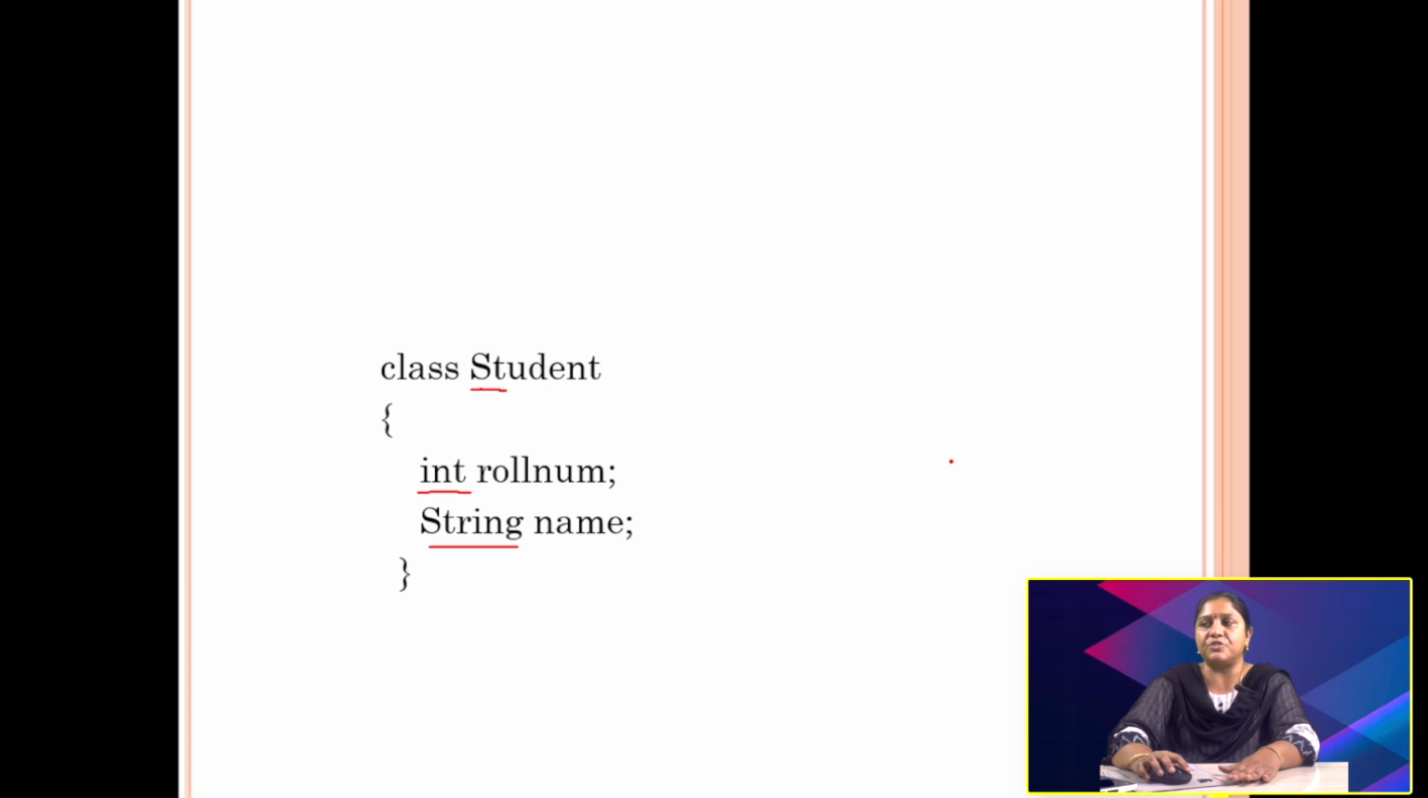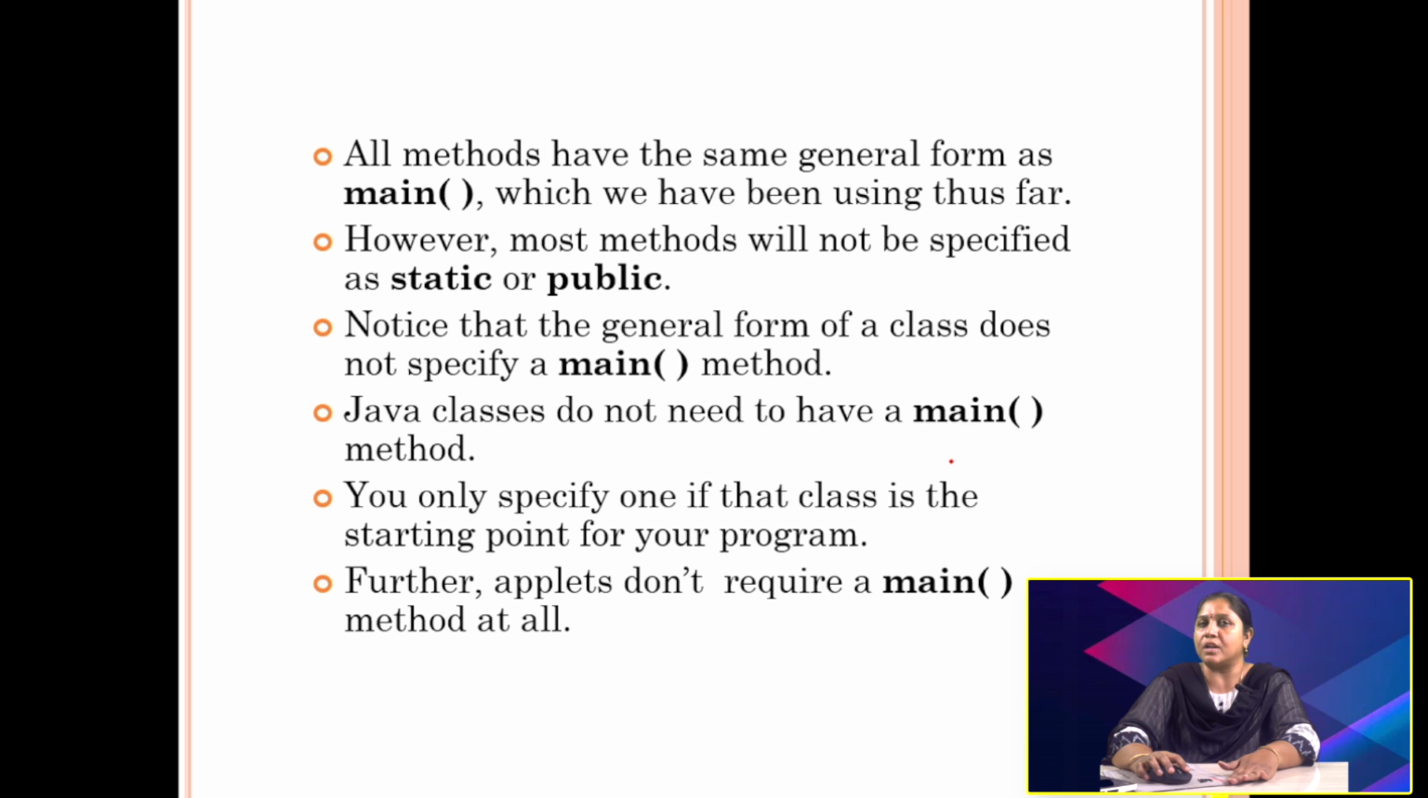All methods have general form as main, but only one class should contain main, and that class will be the starting point of that program. However, most methods will not be specified as static or public. We will get to know what static and public are when we really start implementing the classes as Java programs. All classes do not need to have a main method, but we need to specify it only for the class which we want to maintain as a starting point of execution.